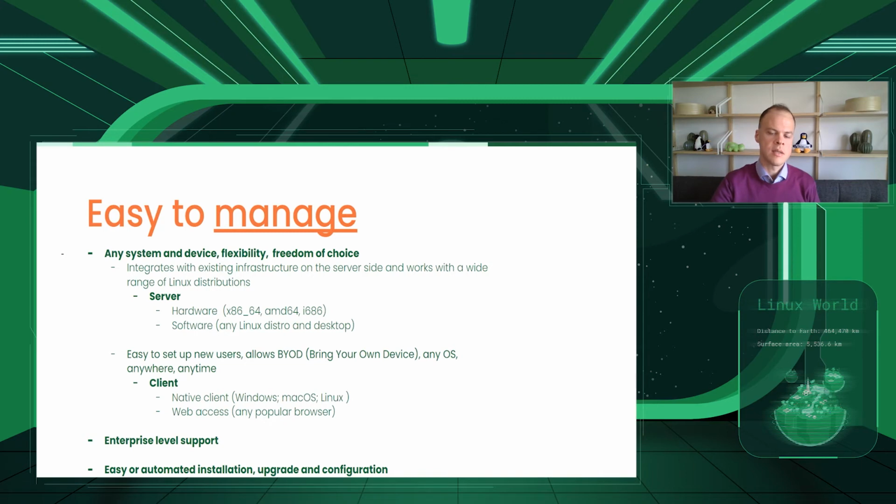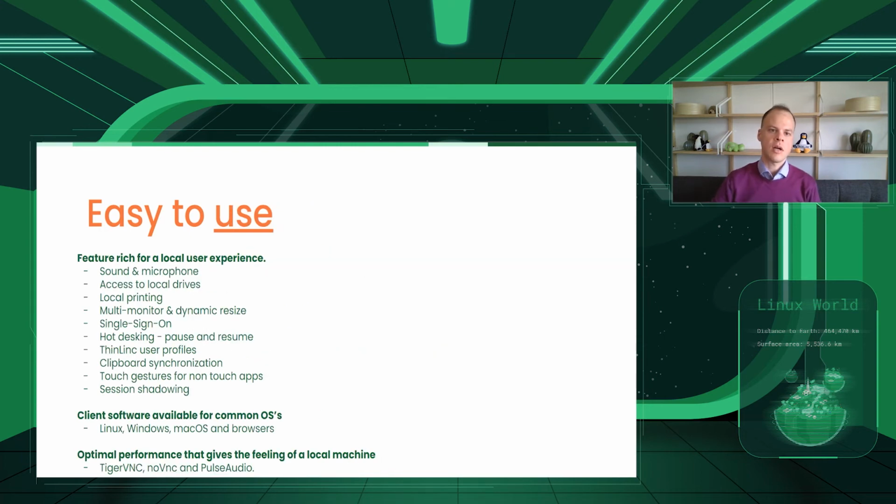And why any OS? The native client, as mentioned here, ThingLink has native clients for Windows, Mac OS, and Linux, and they are available at the website for free to download easily. And also, it's possible to access a Linux remote desktop through ThingLink by the web access with any popular browser. It has also enterprise level support in the case of ThingLink and SUSE as well. ThingLink also allows easy or automated installation, upgrade, and configuration using scripts, Ansible, Puppet, Docker, and others. And ThingLink has an admin interface through either a web graphical user interface that's very user friendly, and also the command prompt. Next, let's talk about why it's easy to use.